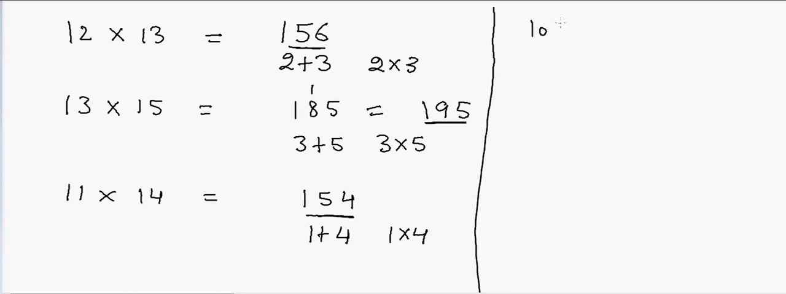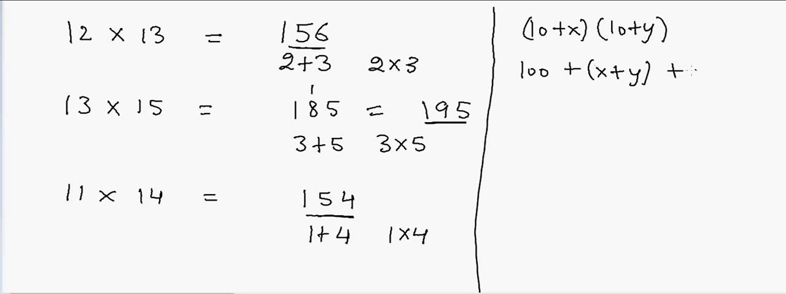If we have 10 plus x and then 10 plus y, so we are taking 10 as a base, and these numbers are close to 10. So in that case, if we solve this, it will be equal to 100 plus 10 times x plus y, and then we have xy.